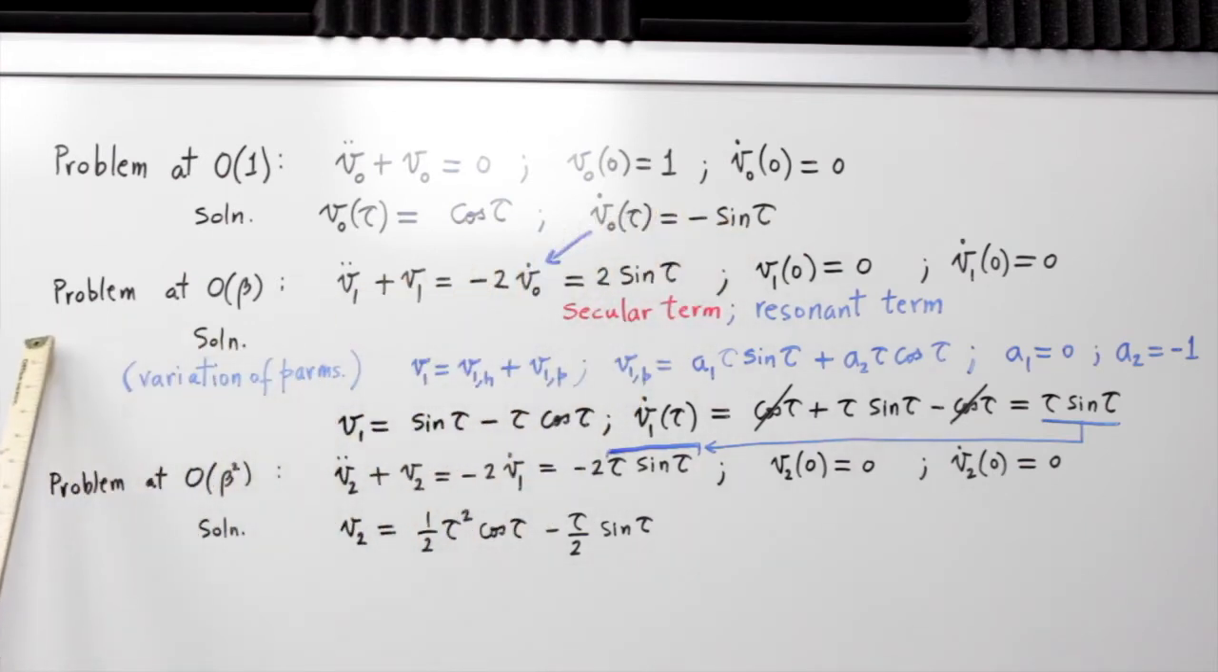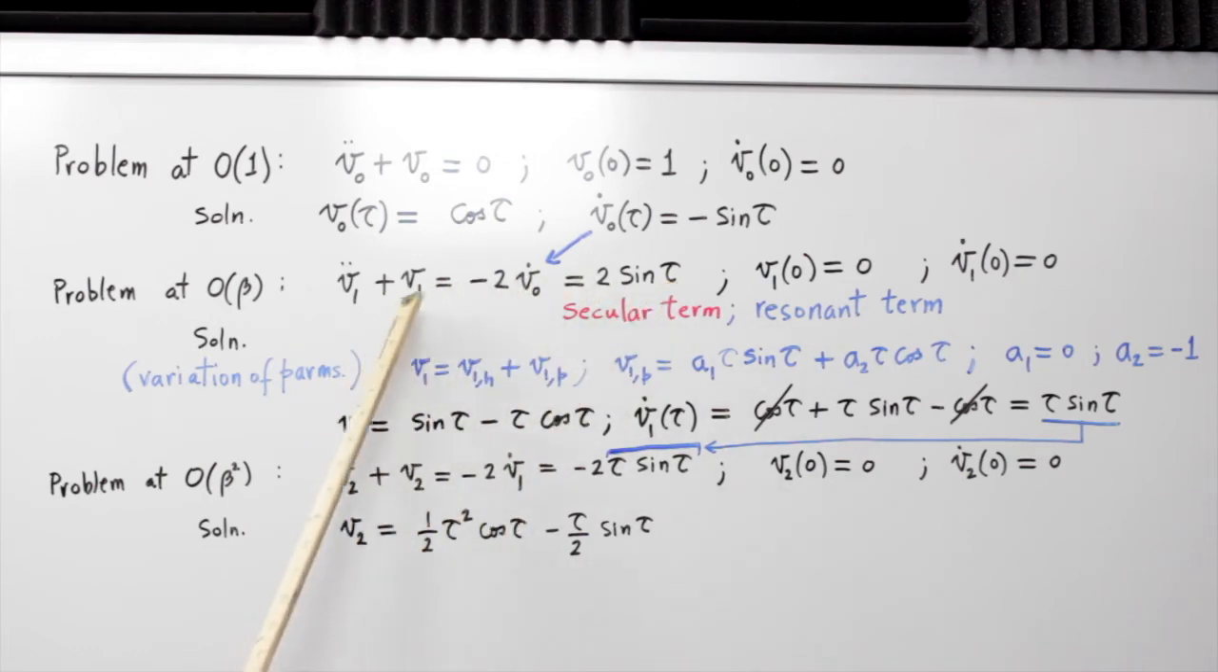And so we're going to need the time derivative of this later, and so we note that time derivative here. All right. And so now proceeding to the problem at order beta, this is the differential equation where the left-hand side is the same operator on v1 as we originally had on v0. But now this is an inhomogeneous problem. We have a right-hand side, which is minus 2 times v0 dot. This is a known right-hand side because we already have solved for v0. We can substitute that, and so this right-hand side is 2 times sine of tau.